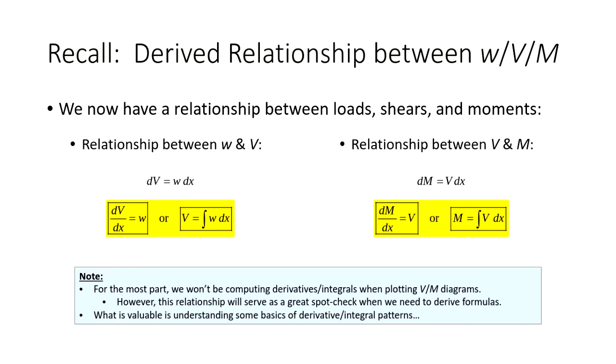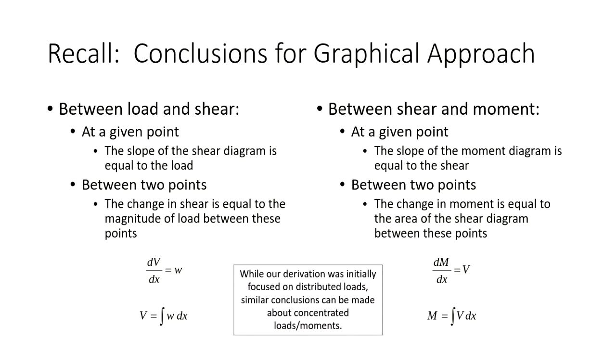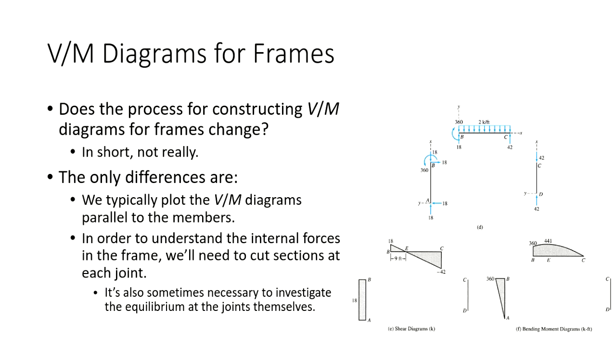So first off, we're still going to use the same relationships for load, shears, and moments. None of that's going to change. And none of the conclusions for our graphical approach are going to change when we look at shear and moment diagrams for frames. It's all the same process. What changes with a shear and moment diagram for a frame? Well, not much. The only difference is that we plot the shear and moment diagrams parallel to the members.